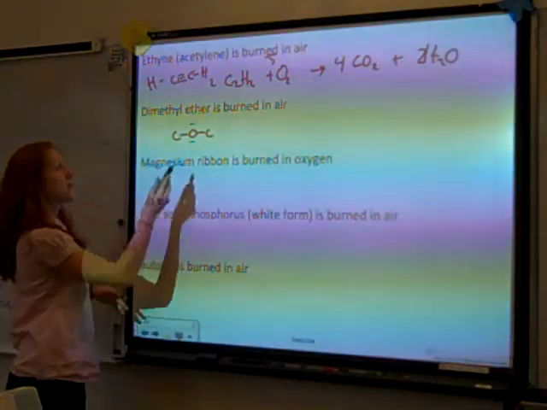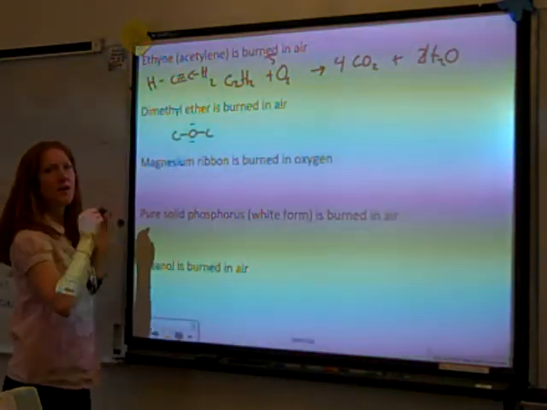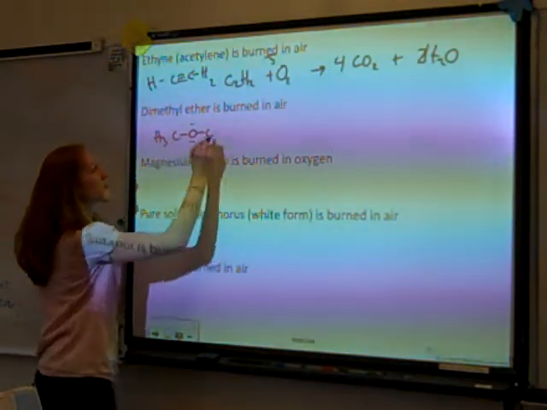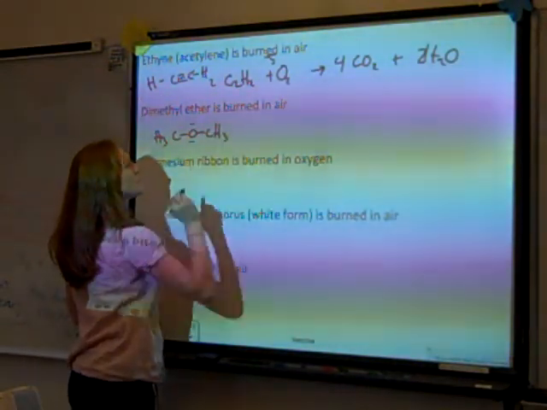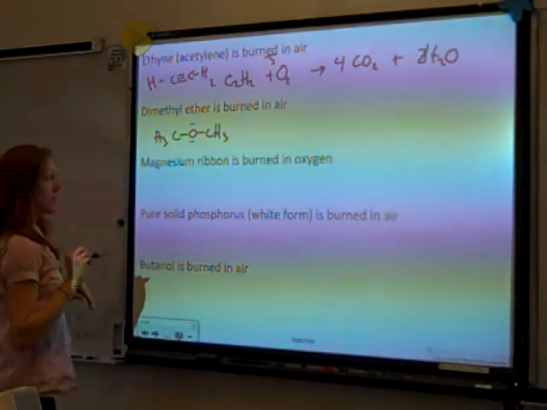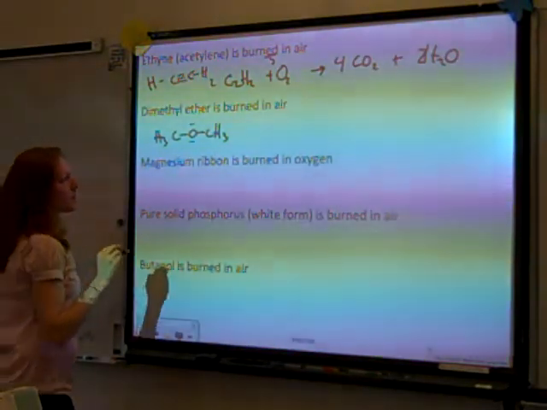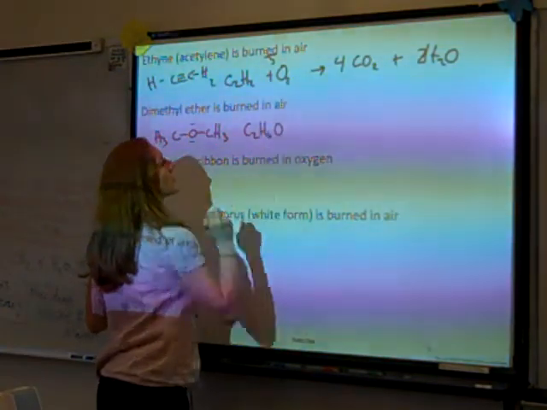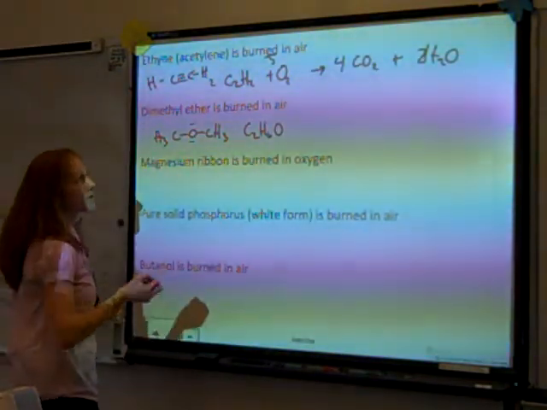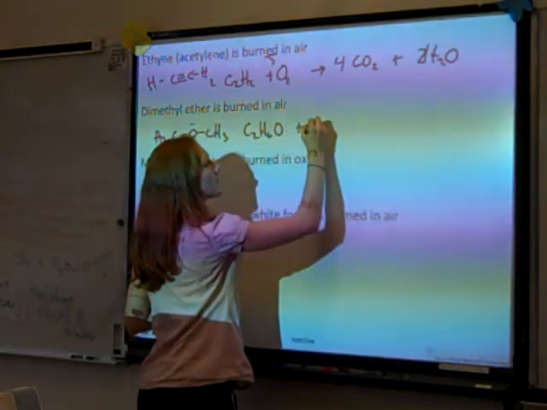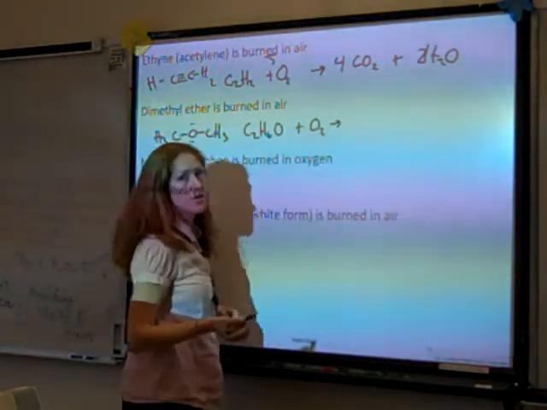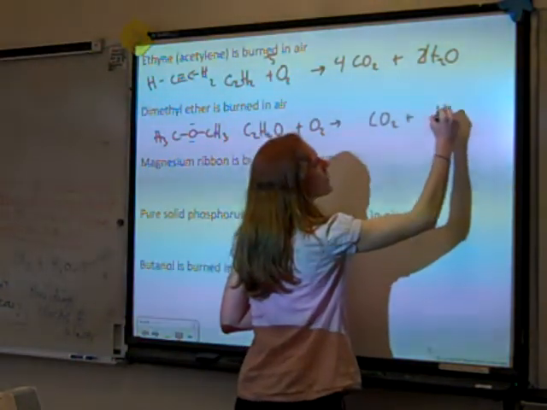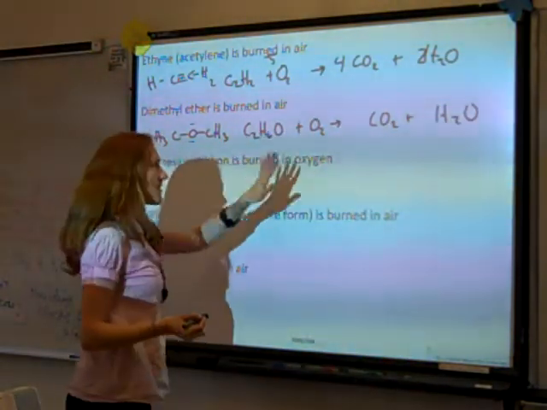I know that carbon makes 4 bonds, so 1 bond will be with oxygen, and I fill the rest in with hydrogens. So there must be 3 hydrogens here, 3 hydrogens there. Okay, that's dimethyl ether. Or I could have written C2H6O. C2H6O is dimethyl ether. It's burned in air, so it reacts with O2, and it's going to make carbon dioxide and water, H2O, and then we can balance, saving the oxygen for last.